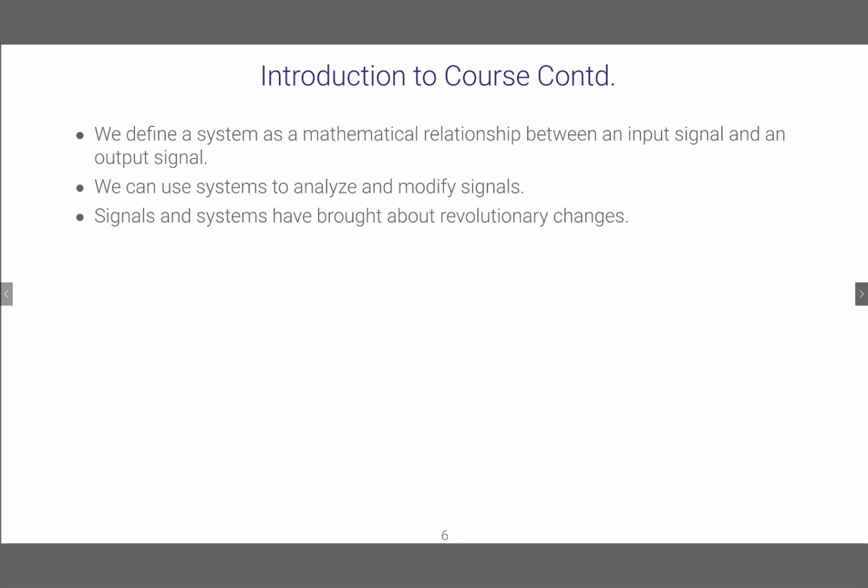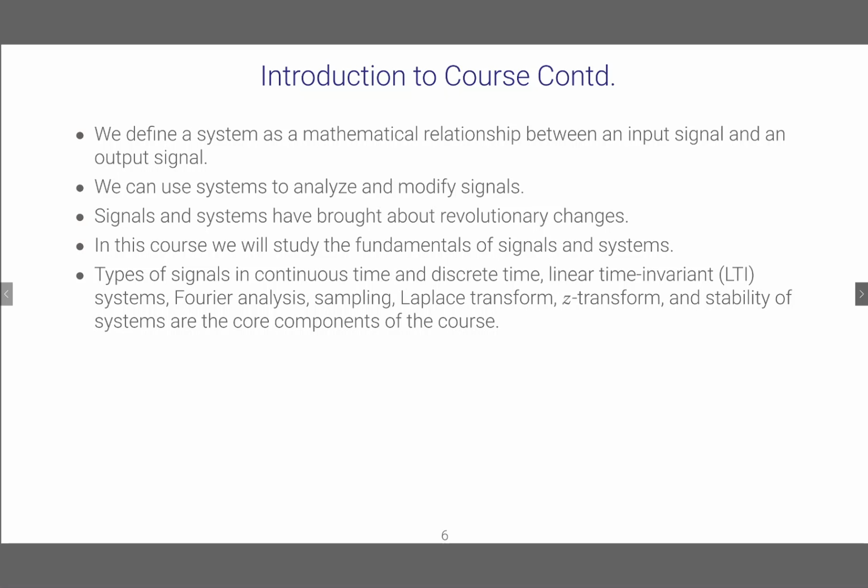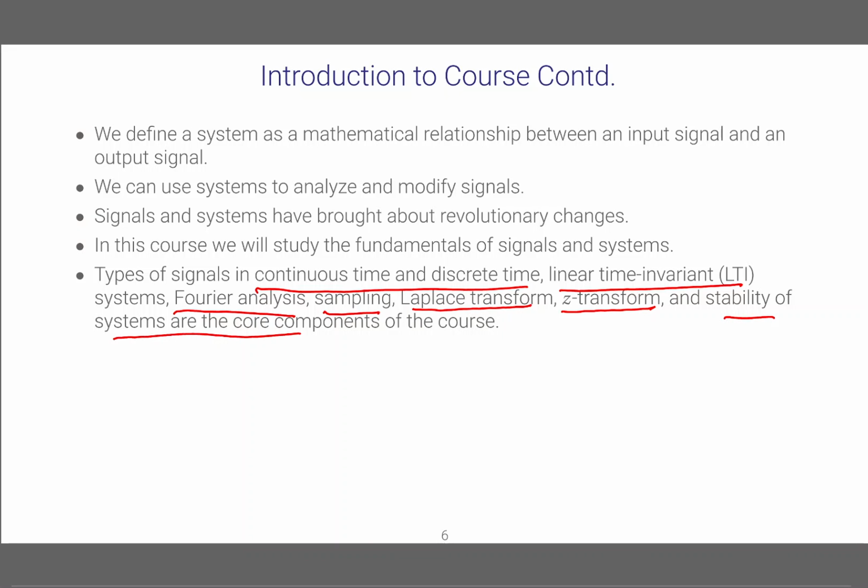Signals and systems have brought about revolutionary changes. It would be a very interesting and exciting course. In this course, we will study the fundamentals of signals and systems. The types of signals in continuous time and discrete time, linear time invariant systems called LTI systems, Fourier analysis, Fourier series, Fourier transform, discrete time Fourier series, discrete time Fourier transform, sampling up to a certain extent, Laplace transform and Z transform, and stability of systems are the core components of this course.